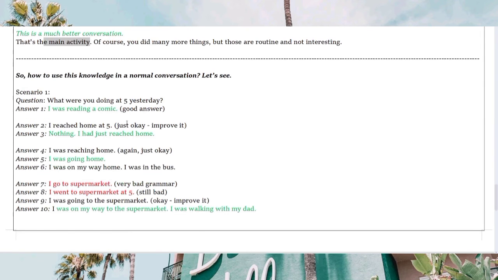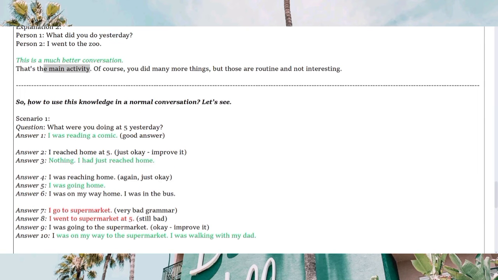Right, so now that you have done this, how do you use this knowledge in a normal conversation? How do you know? Okay, let's see. Suppose somebody asks you, let's look at the first scenario. What were you doing at 5 yesterday? Okay, I was reading a comic. Right. That's what I was doing at about 5 o'clock. Good answer.